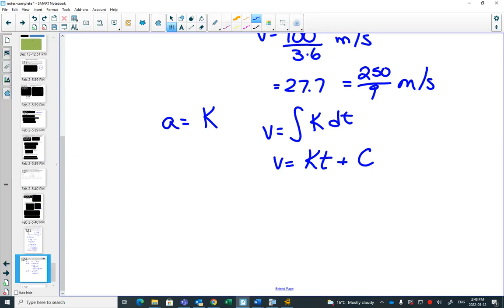You're using a formula there, though. Is that not a formula? This is just an integral. This is just using.